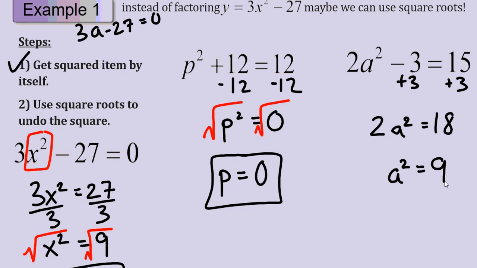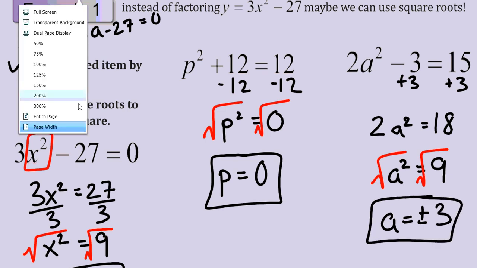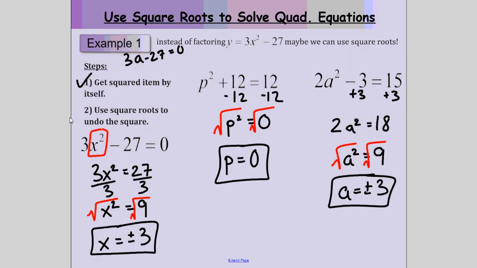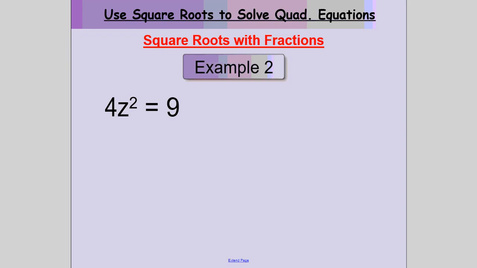And now this is just like the one we did a second ago. Square root, square root, square root of 9 is plus or minus 3. So those are some good introductory examples of solving using a square root. There was the one that we talked about where it undid the square.